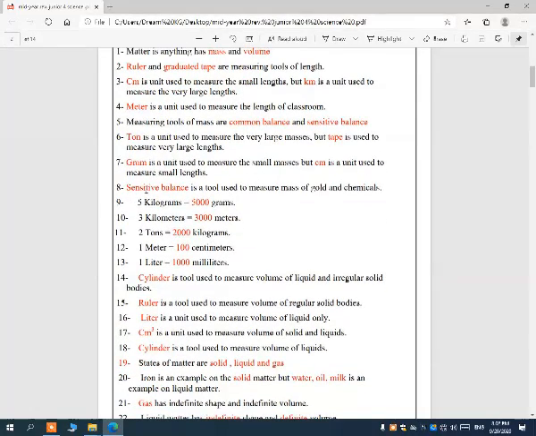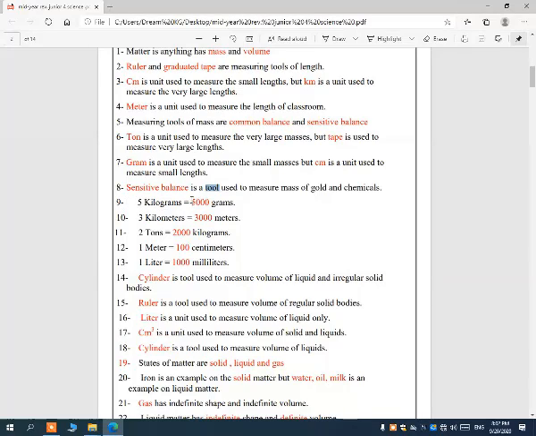Number 8. Dots is a tool used to measure the mass of gold and chemicals. To measure the mass of gold and chemicals, I use the sensitive balance. So we said before that the measuring tools of the mass are common balance and sensitive balance. The sensitive balance is for the small masses and the common balance is for the large masses, such as fruits and vegetables. Okay, let's go to number 9.